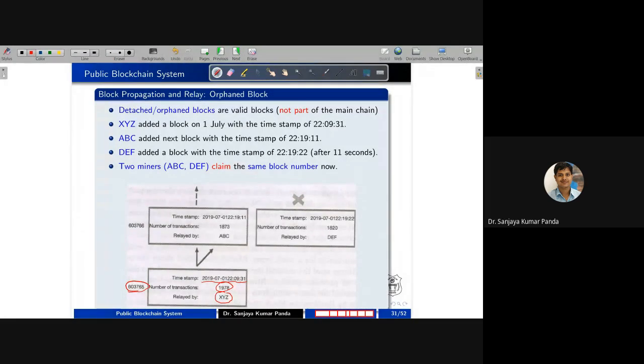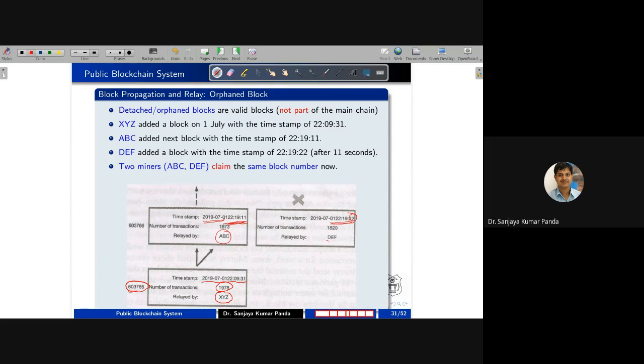Now, at a later point of time, ABC added another block as the next block after this one, and the timestamp is 22:19:11. That means 10:19 p.m., on the same date. Another block is added into the blockchain. But what happened immediately after 11 seconds? Here you can see the time is 10:19:11, and the same time is written, but the seconds are only 11 seconds ahead.